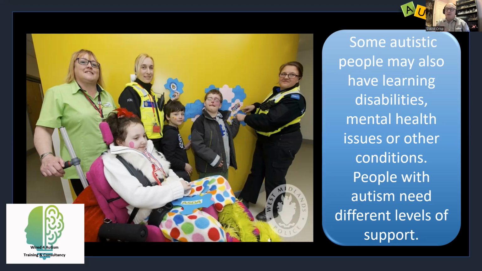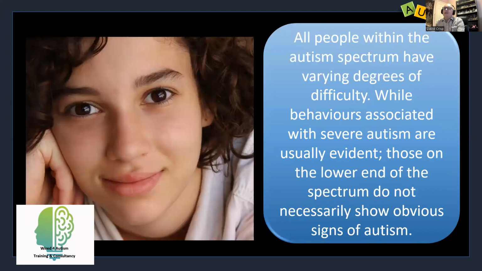So people with autism, or as we prefer the term, autistic individuals, need different levels of support. So all autistic people have varying degrees of difficulty. While behaviours associated with severe autism are usually evident, those on the lower end of the spectrum do not necessarily show obvious signs of autism.